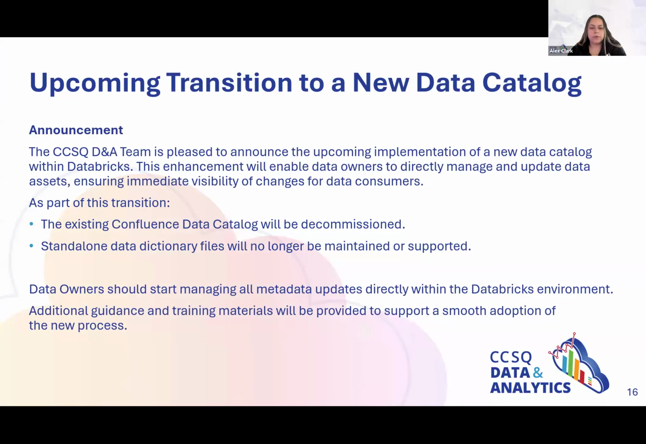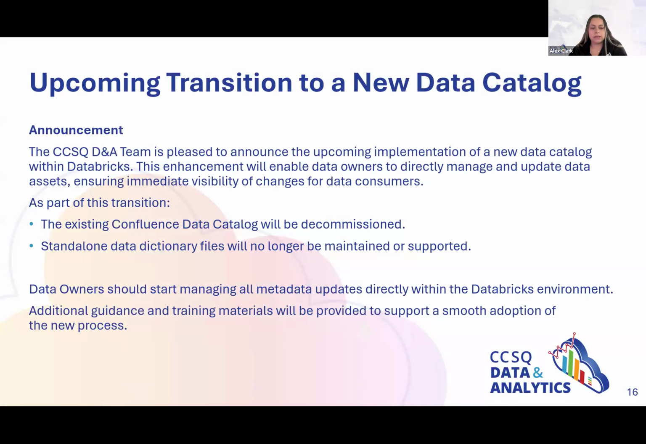So as Julie and Sean both mentioned, we are launching this new awesome data catalog tool, which means that the Confluence page will be going away as we've discussed. One of the main benefits of this new data catalog tool is that it can talk directly to Databricks and specifically to Unity Catalog. This implementation will allow data owners to directly manage and update those assets in Databricks Unity Catalog, providing immediate visibility for those data consumers.